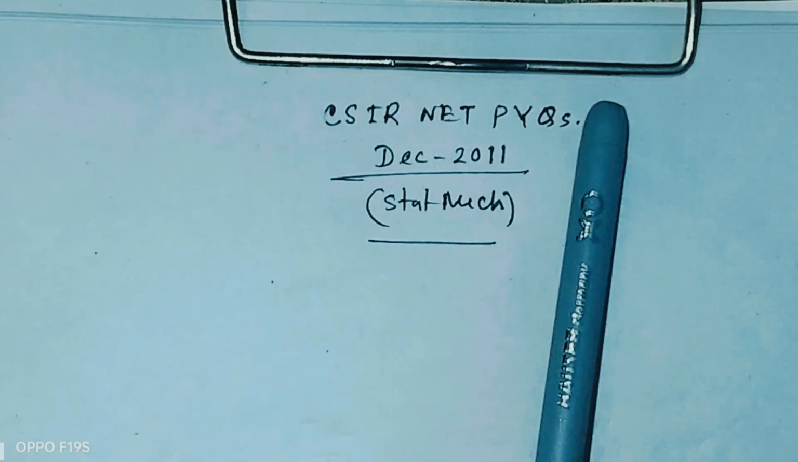Okay, let's start. The first question: the internal energy E of a system is given by E equal to something where B is a constant and other symbols have the usual meaning. The temperature of this system is equal to, okay, this is easy.